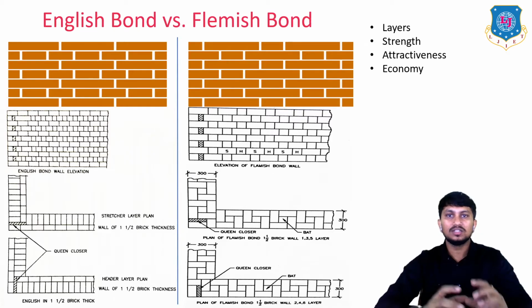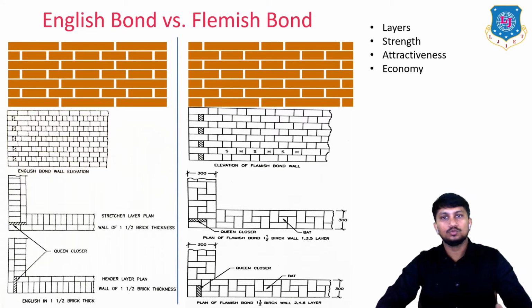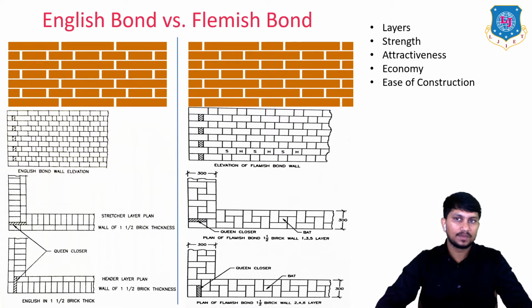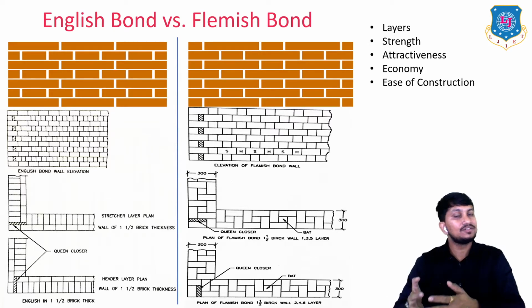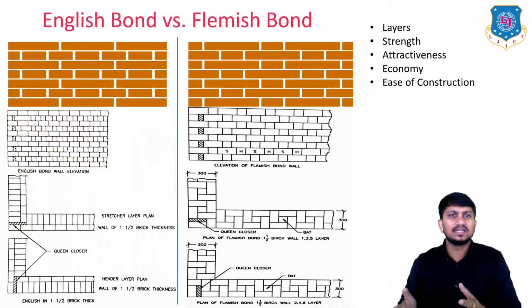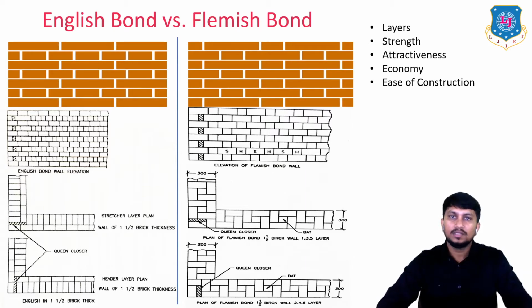Okay. Next, from an economy point of view, English bond is costlier than Flemish bond because in English bond all the bricks are full bricks, while in Flemish bond you can use the bats of the bricks. Okay. In terms of ease of construction, English bond is very easy to construct because full bricks are easily used, while in Flemish bond the construction is not easy.